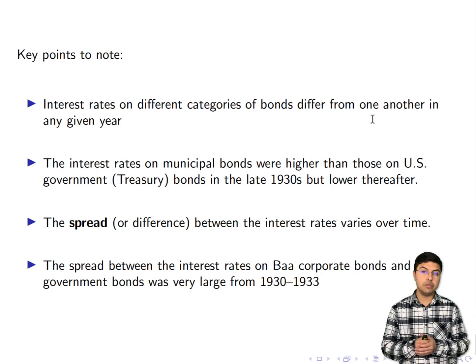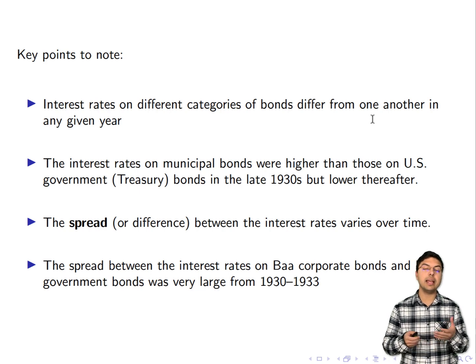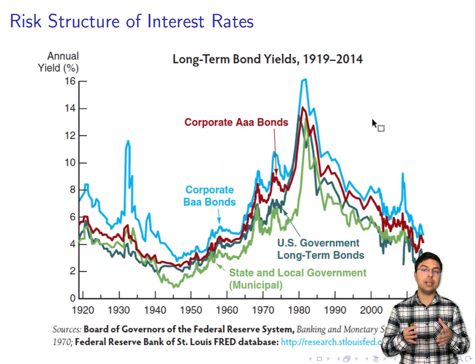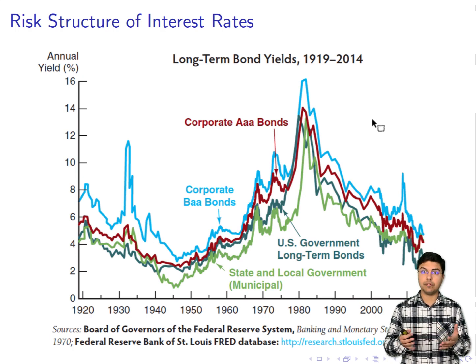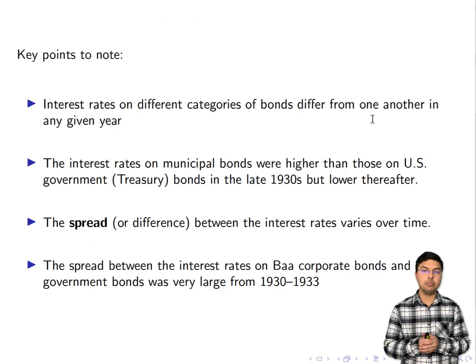The first and the obvious thing that we can see is that interest rates on different categories of bonds differ from one another in any given year, correct? In any given year, let's say the 1970s, the interest rate on US government bonds is very different from the interest rate on corporate BAA bonds, correct? So in any given year, the interest rate on these 4 different asset classes is different, correct?